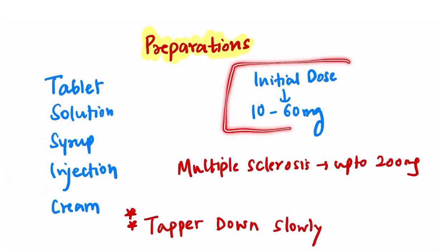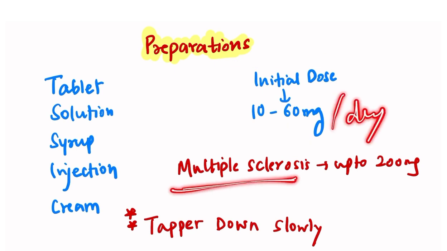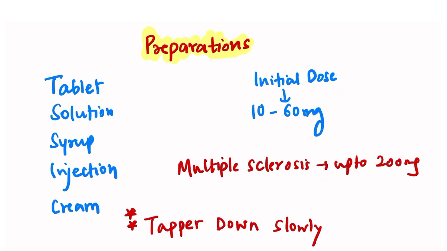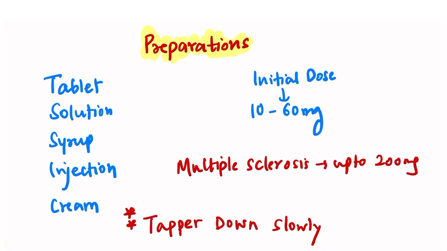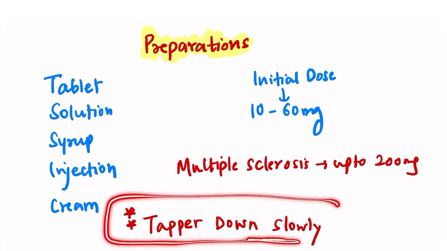The initial dose of prednisolone is 10 to 60 mg per day, and in multiple sclerosis it can be increased up to 200 mg. But as we have already seen, prednisolone can cause HPA axis suppression. It should never be withheld suddenly, and it should always be tapered down.